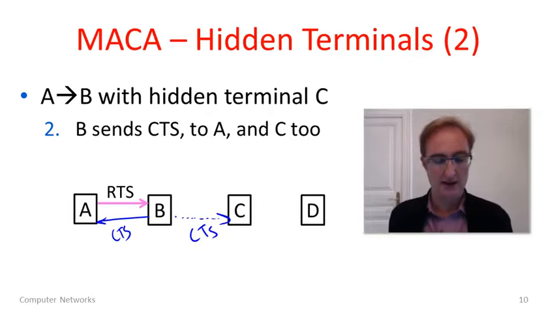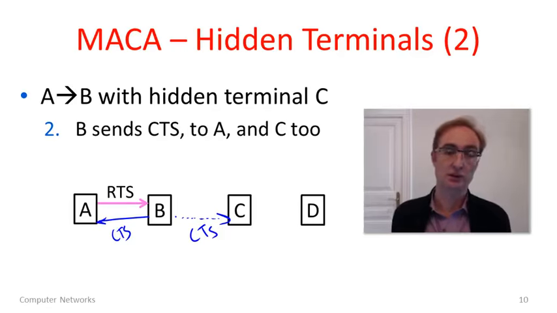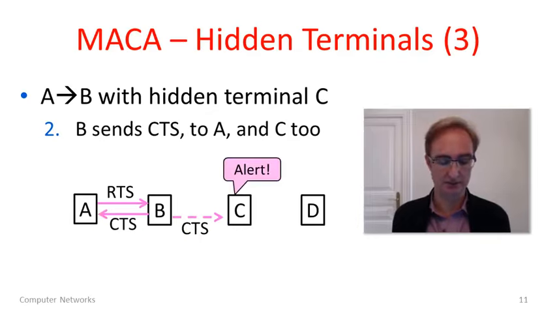Right? Now, C at this stage will say, oh boy, I didn't hear a request to send. So maybe, since you didn't hear that, you didn't know anything was going on. But luckily, C did hear a clear to send. So C knows that something is about to go down, even though it didn't hear the request to send.